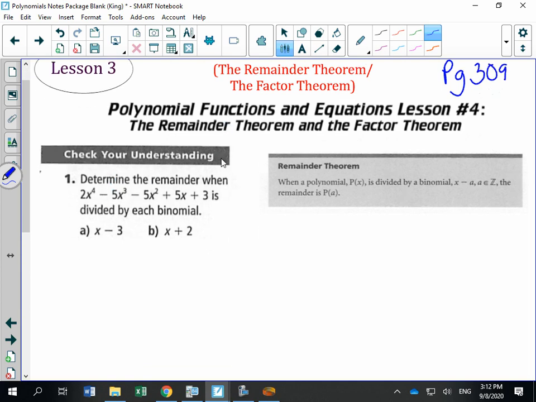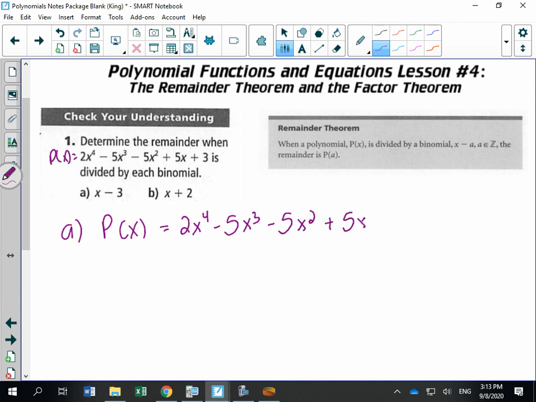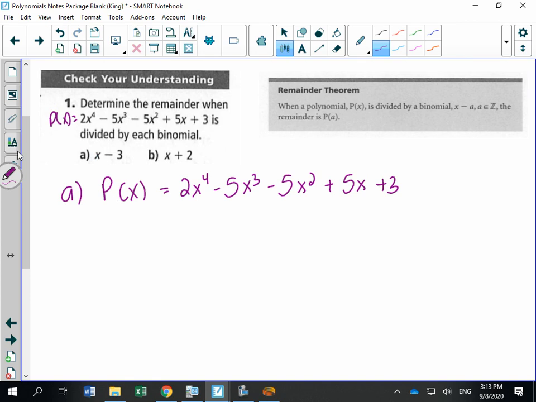So what it says is determine the remainder when this polynomial is divided by the following 2 binomials. So the first thing we have to do is for A, let's write out what our polynomial function is. I'm going to call our polynomial function P of x, and this is what P of x is equal to: 2x to the 4 minus 5x cubed minus 5x squared plus 5x plus 3. Then when we're dividing it by this binomial, what we essentially need to do is figure out the root of the binomial.